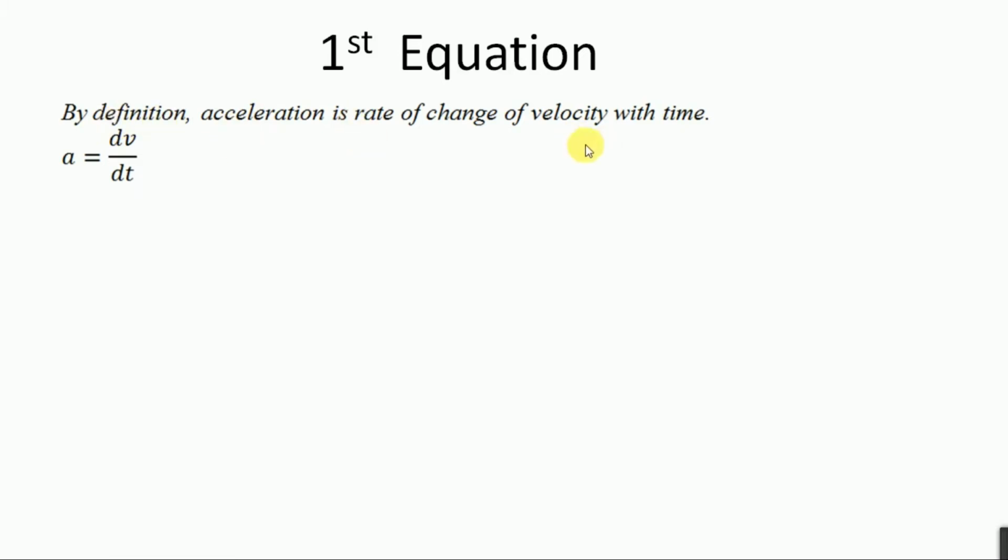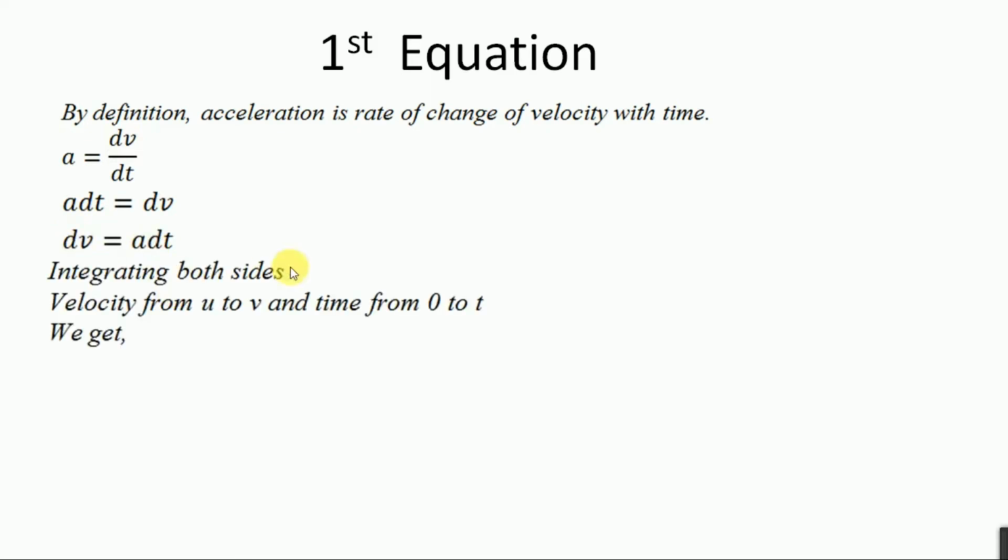By definition, acceleration is the rate of change of velocity with time. So I can write a is equal to dv upon dt. I'll multiply dt to this side and flip the equation. So the final equation is dv is equal to a dt. Now I'll integrate both sides. The limit of velocity is from u to v. u is the initial velocity, v is the final velocity, and time is going from 0 seconds to t seconds. So we'll integrate this way.